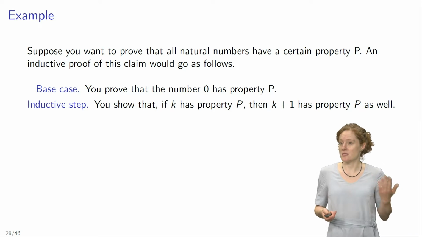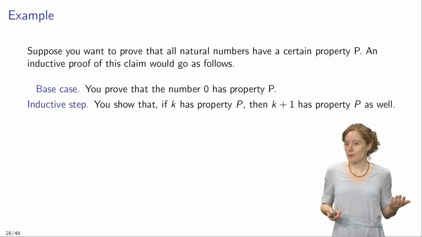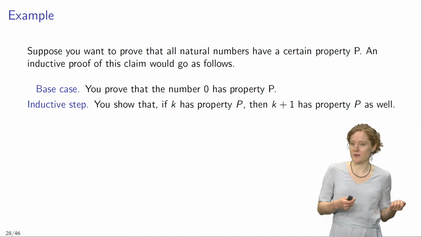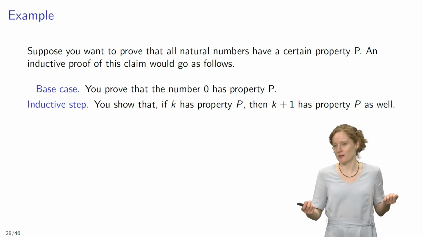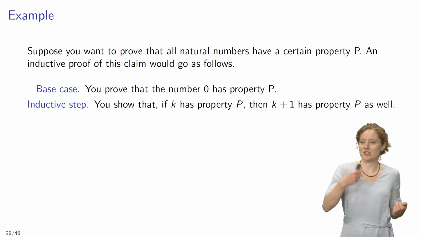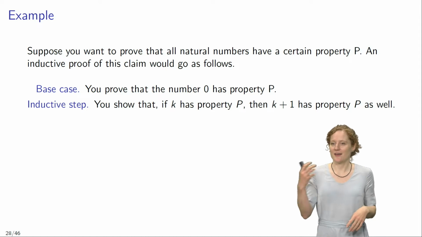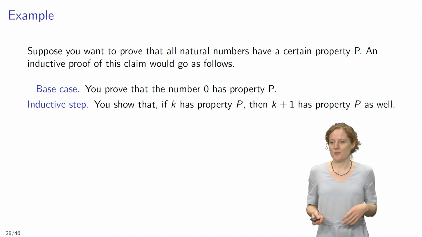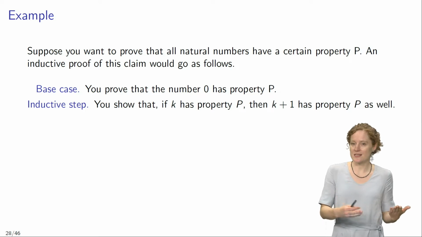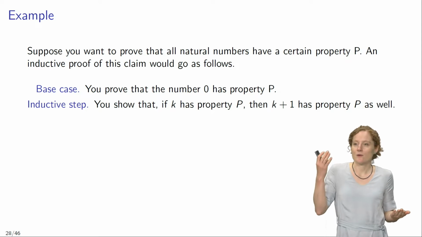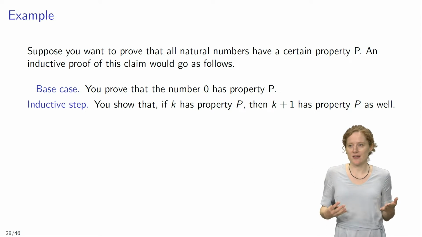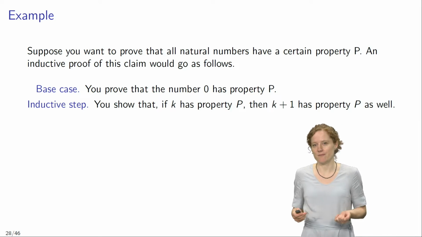We have shown that 0 has the property P, and we have shown that if 0 has the property P, then 1 has P as well. And if 1 has P, then 2 has P. And if 2 has P, 3 has P. And so on and so forth. So by going through both the base case and the inductive step, we succeed at showing that every natural number has property P.